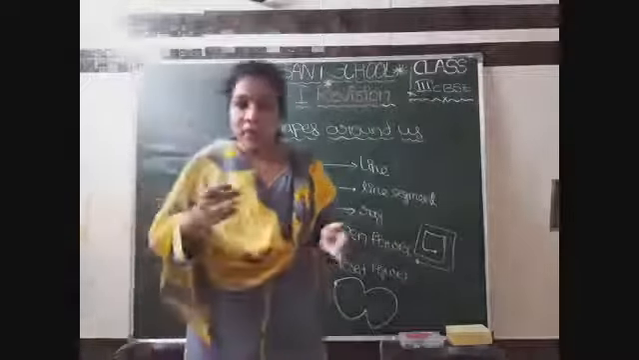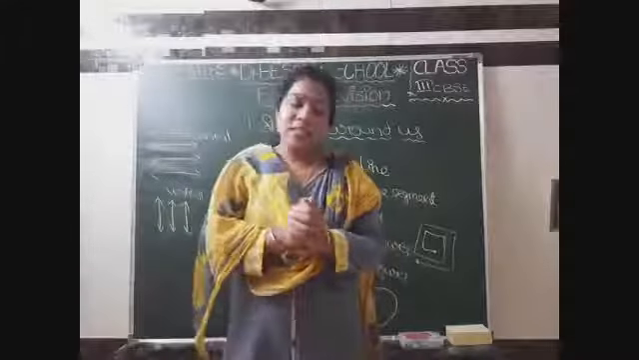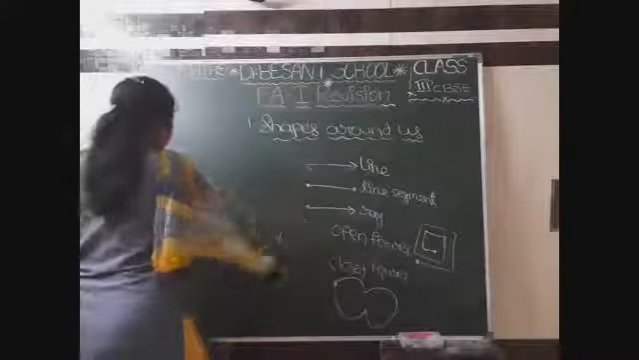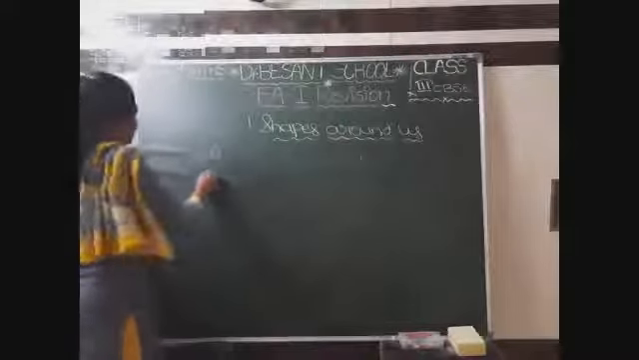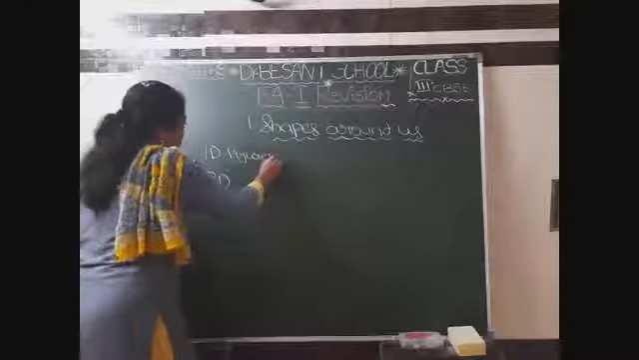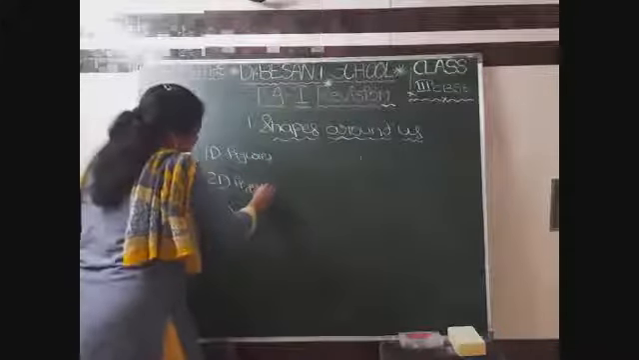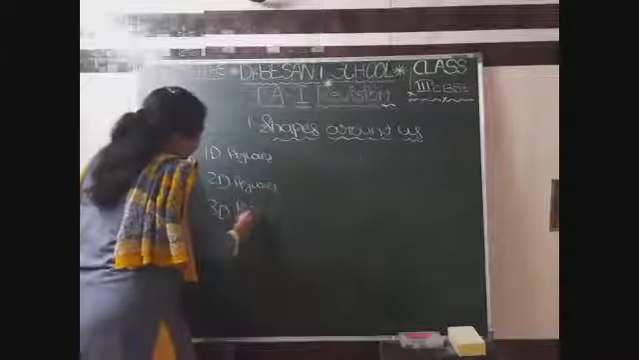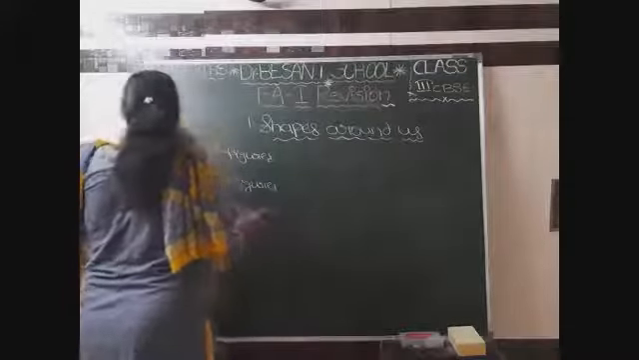Now according to the dimensions, the types of figures are of three types. Okay, what are those, children? Do you remember? According to the dimensions, all these are the basics of the shapes. For your understanding only, I am revising. What are the types of figures according to dimensions? According to the dimension, the types of figures are 1D figures, 2D figures, and 3D figures.